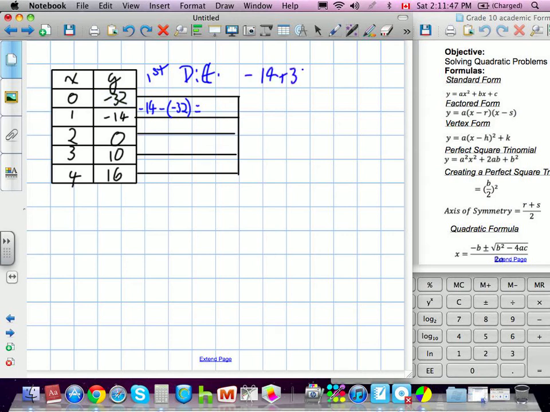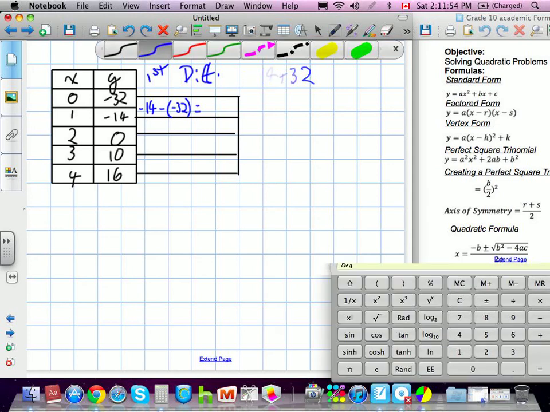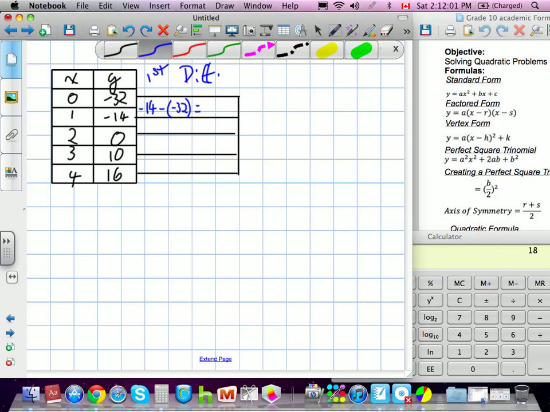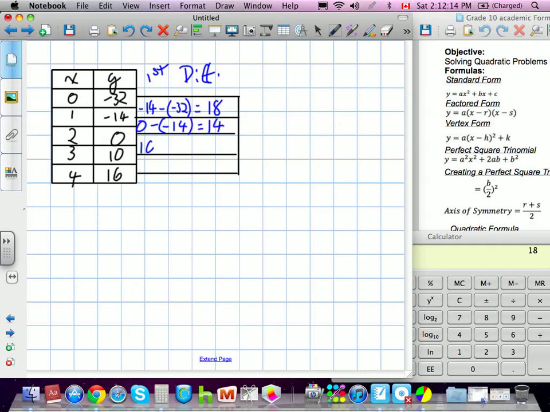So negative 14 subtract negative 32 is 18. Okay? We'll just stay consistent now. Take the bottom from the top, 0 subtract negative 14. What's that going to give us? 14. Yep. 10 subtract 0. And 16 subtract 10. Okay. Now, are the first differences all the same? No. So this one is not linear. Okay? We know that.